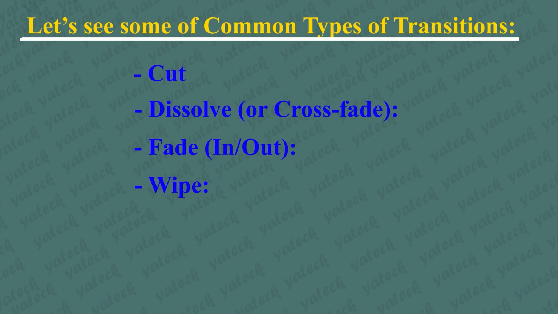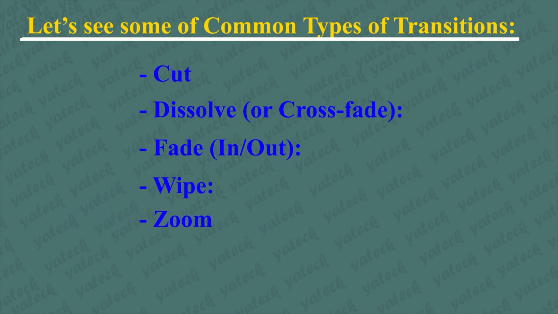Wipe: one shot replaces another by moving across the screen in a specific pattern, for example linear, star, or clock. Zoom: the footage is rapidly zoomed in or out to transition to the next clip. Whip pan: a very fast camera pan that creates a blur, used to hide a cut between two similar scenes.